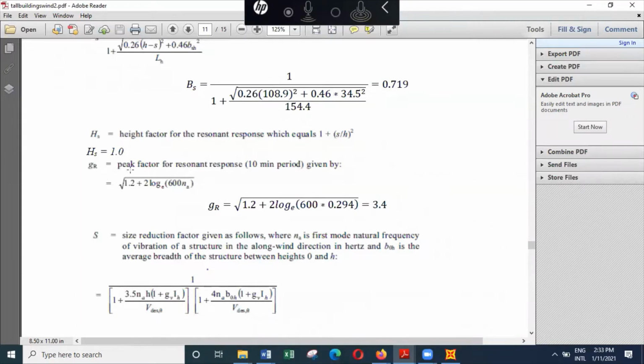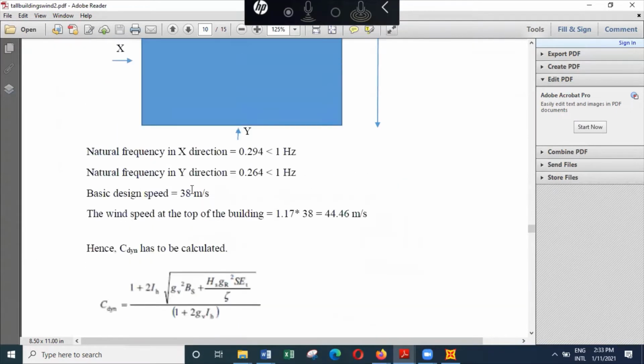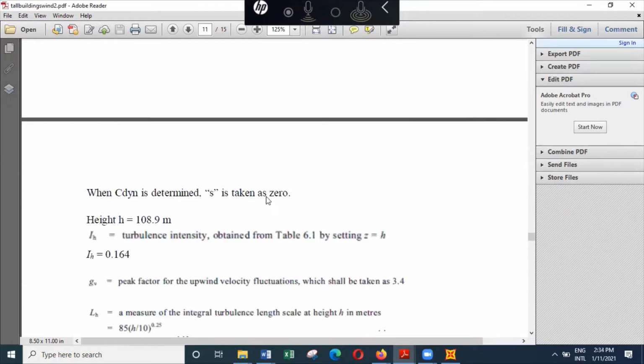And so here you get GR. The peak factor for resonance response, 10-minute period, is given by this equation: 1.2 plus 2 log_e(600 Na), where Na is the natural frequency of the building in the along direction. Here you have to be a little careful because of this log_e(600 Na). So the GR value is 1.2 plus, you substitute the natural frequency in the along wind direction, which is 0.294 in the x direction, and 0.264 in the across wind direction.